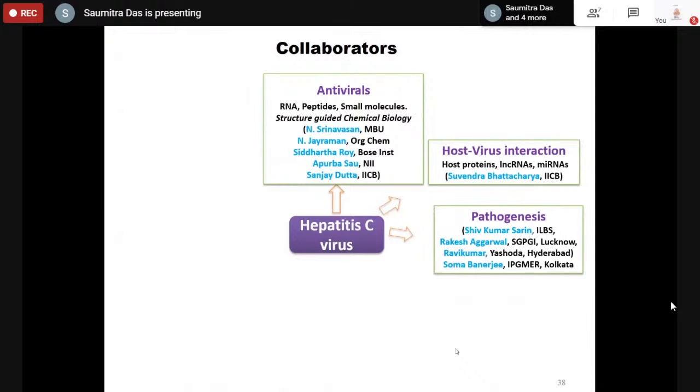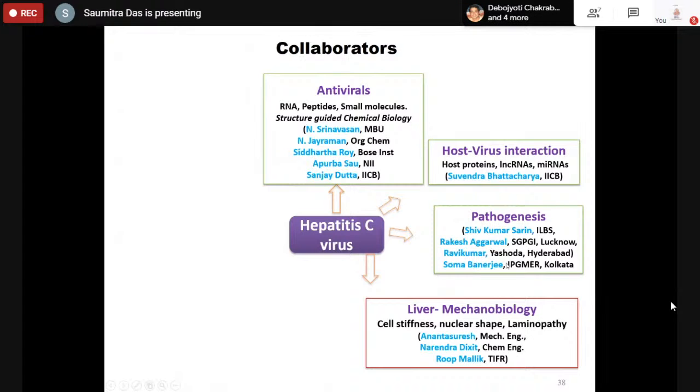And this I would try to impress upon the students: it is important that you have a dream. But to achieve the dream, you need to take the help of the correct place and correct time. The correct person and correct time is very important. We were lucky to have so many people helping in our antiviral therapy, our host virus interaction understanding, our pathogenesis, which includes Shiv Shireen at ILBS, Rakesh Agarwal, who is now in JIPMAC. We have Shoma Banerjee in IPGME at Kolkata and Yashoda Hospital, Hyderabad. We have a large collaboration going on.